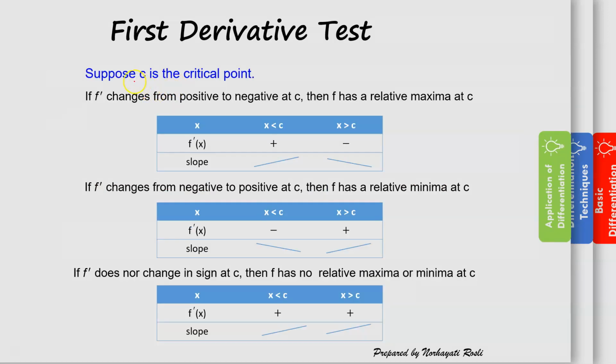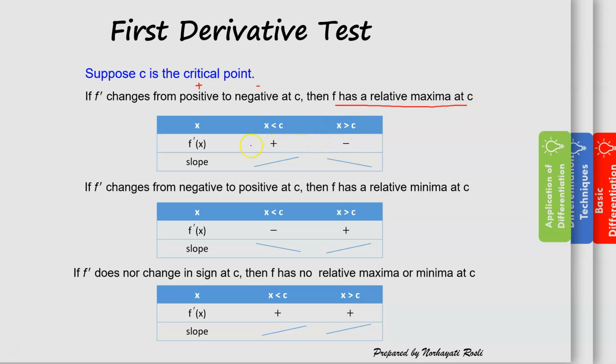Now we want to check. We mentioned previously the critical point. Suppose C is the critical point. We want to check the nature of the function at this critical point. We will use the first derivative test. If f prime changes from positive to negative at C, then f has a relative maxima at C.